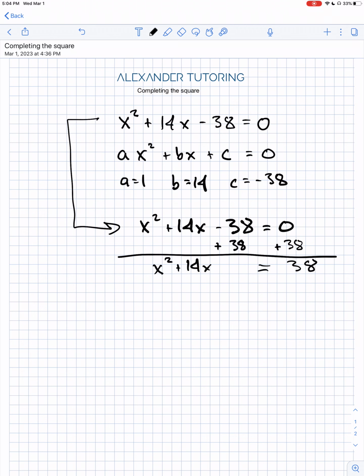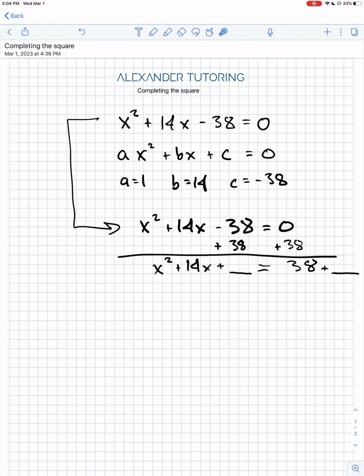Okay, equals 38. Now, the whole trick with completing the square is we want to add some term here, and of course whatever it is, we have to add the same term to the other side, because you can't just put it on one side and not the other. And we want to find a number, like a c term, that we can put there, such that the whole left-hand side will factor into a perfect square.